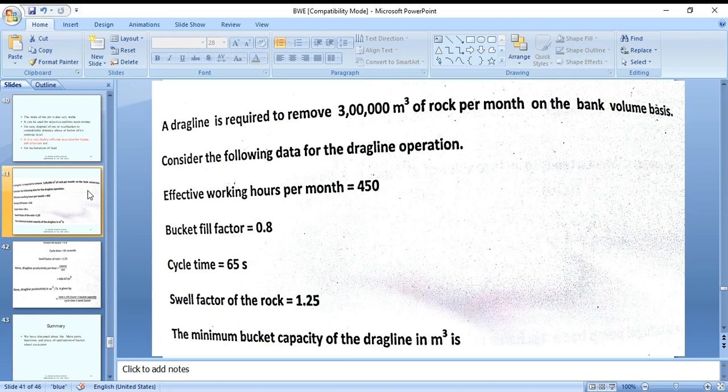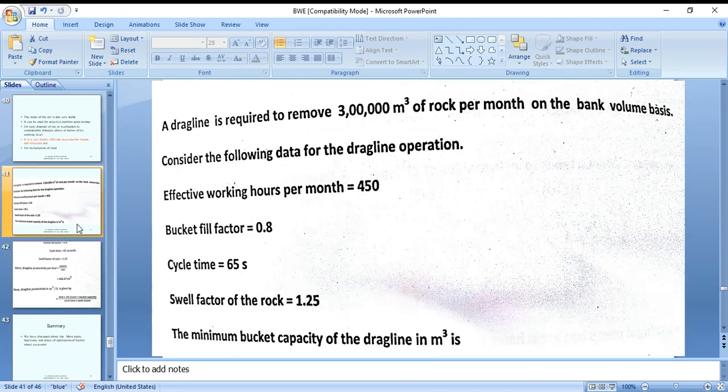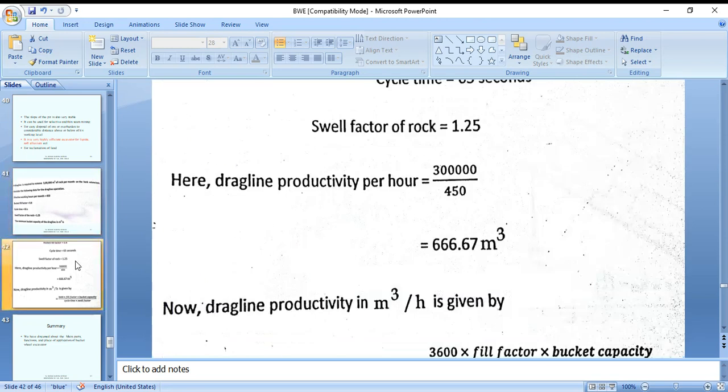Please note down, a dragline is required to remove. Sorry, this is not for the dragline. It's related to the bucket wheel.